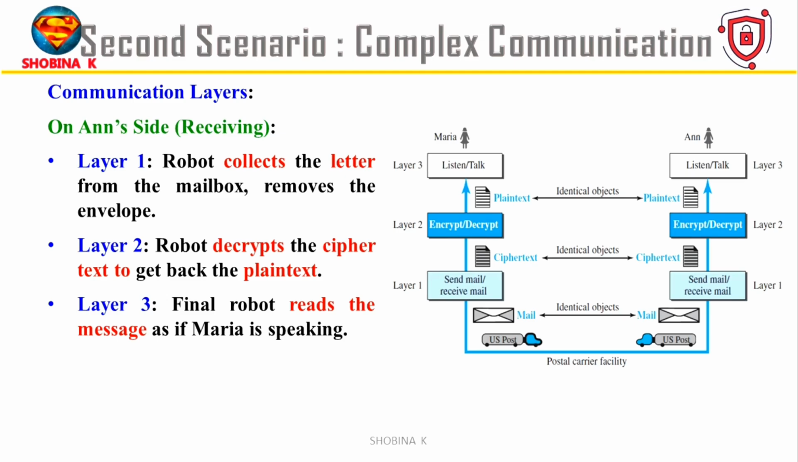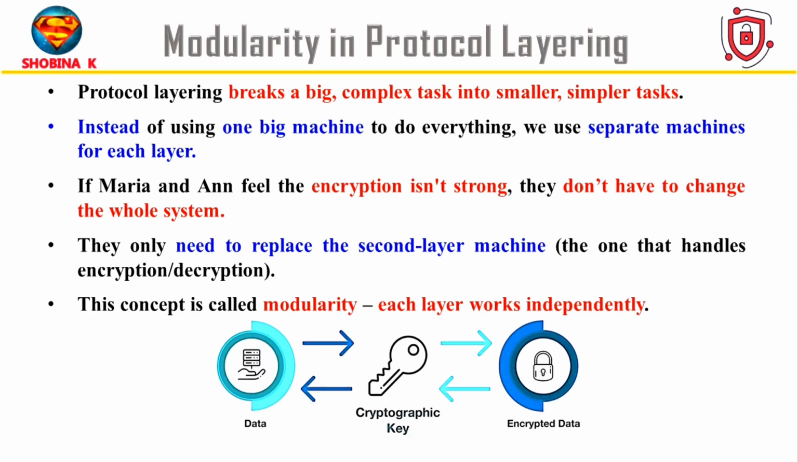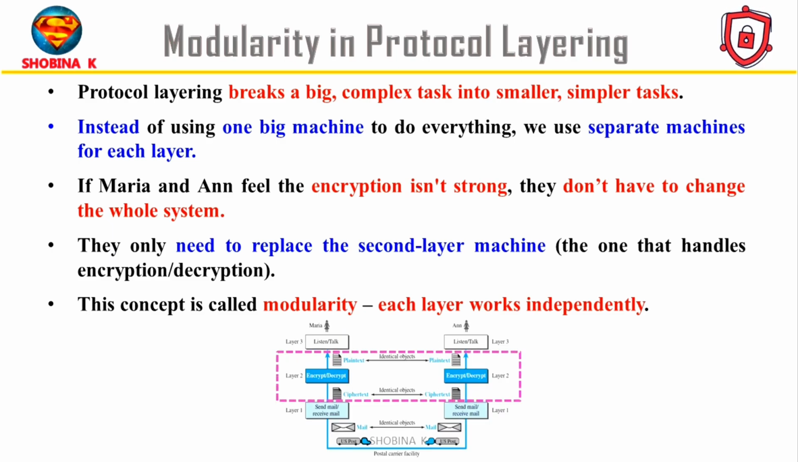Now in this scenario, protocol layering enables us to divide a complex task into several smaller and simpler tasks. For example, we could have used one single machine to do all three jobs, that is for talking, encrypting and mailing. But if Maria and Anne feel that the encryption is not strong, they would have to replace the entire machine. In the current layered setup, they need to change only the second layer machine, which does encryption or decryption. The other two layers, that is talking and mailing, can stay the same.